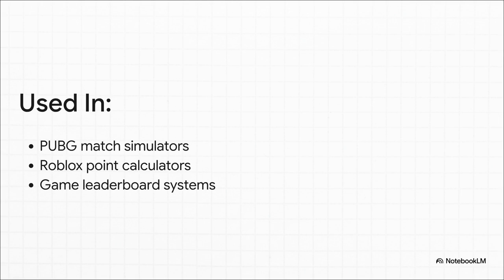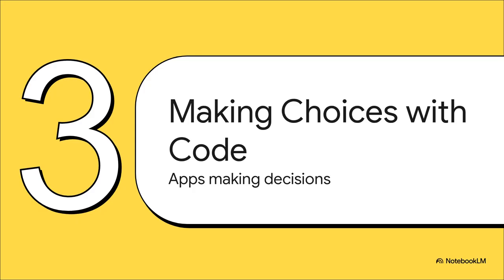This exact logic is the engine running in the background of so many things you use. It's in PUBG match simulators, Roblox point calculators, and it's definitely the brains behind any game leaderboard that ranks you against your friends.